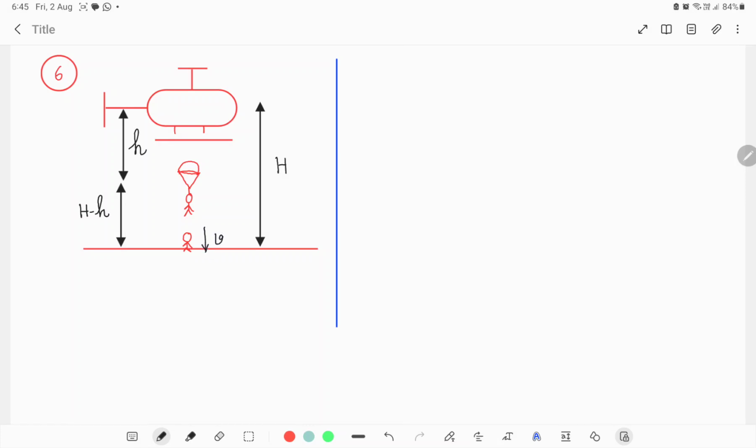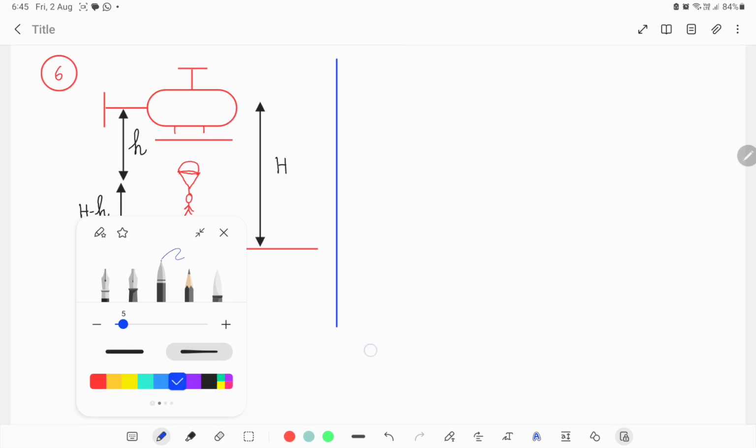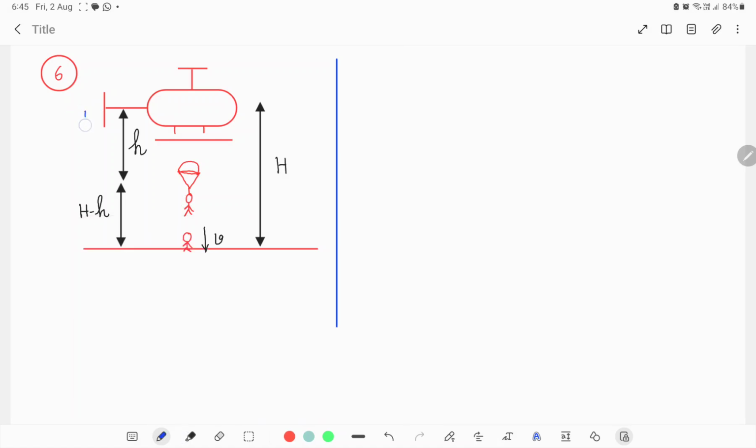He is reaching the ground with a velocity v and we have to find the average upward acceleration. So there will be two cases. When he was freely falling, he has acceleration due to gravity g. But once he opened the parachute, he'll have an upward acceleration a, and he reaches the ground with velocity v. The question is to find the upward acceleration.